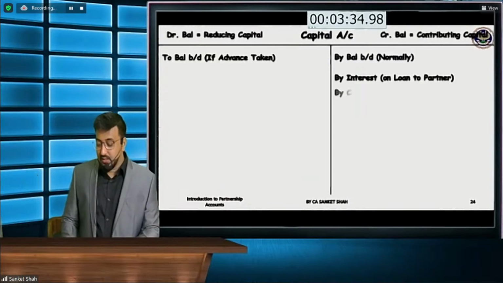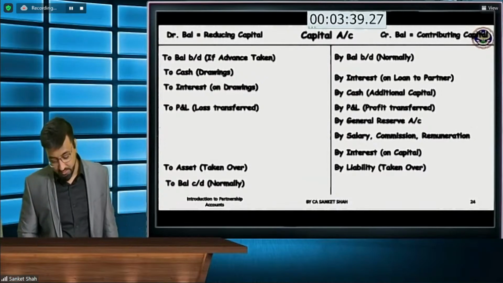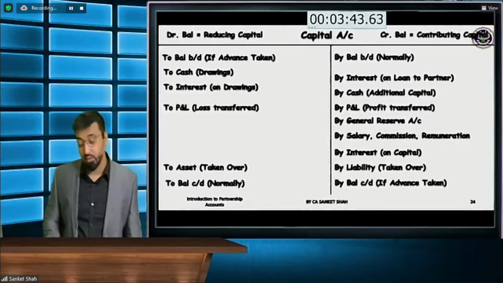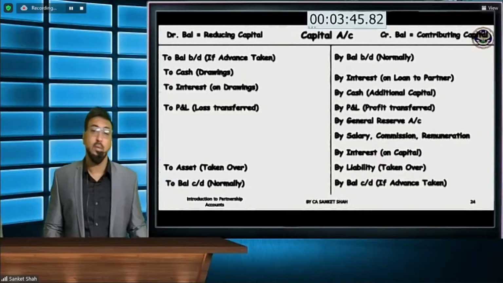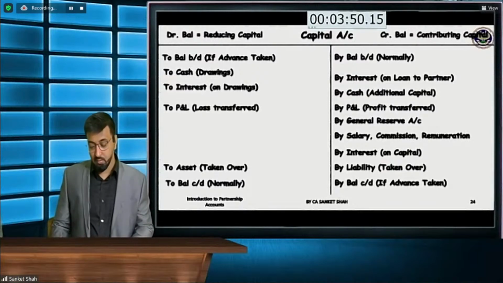So you can see the capital account, and to balance carried down and by balance brought down. Normally advance taken, sorry, by balance carried down. Easy. Revised quickly.